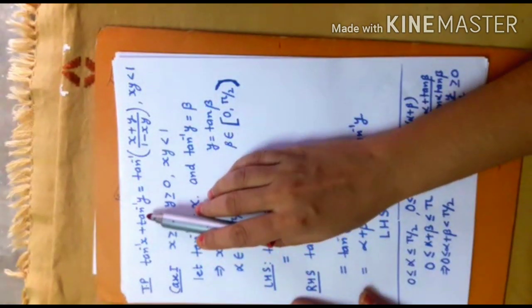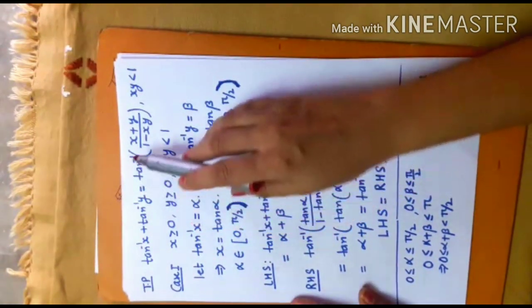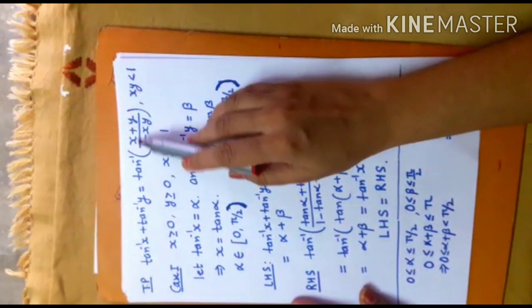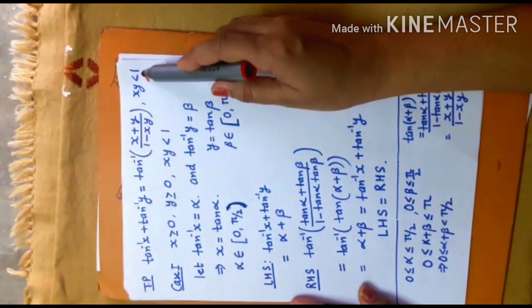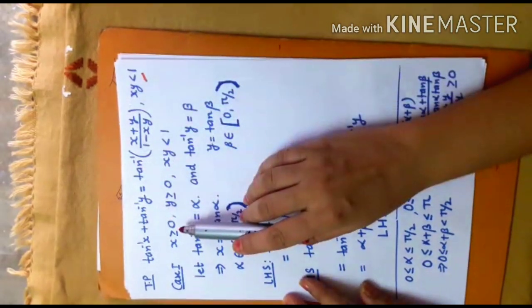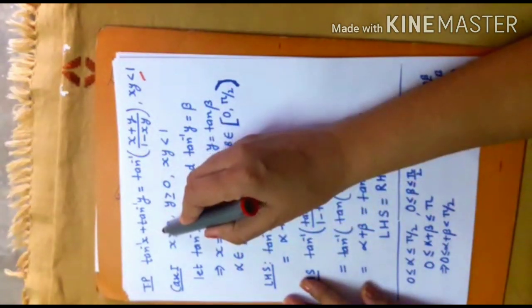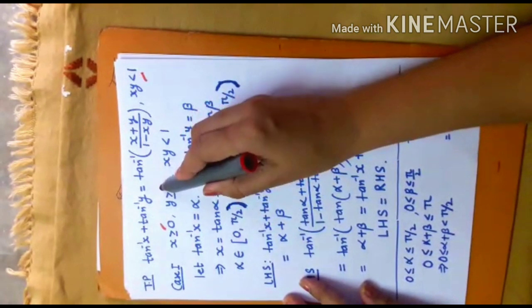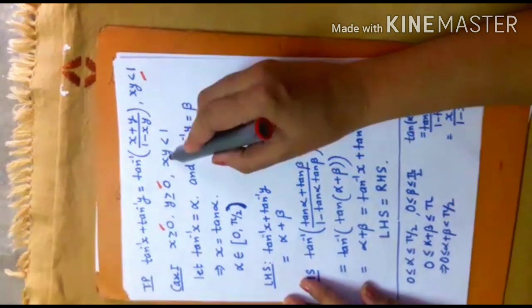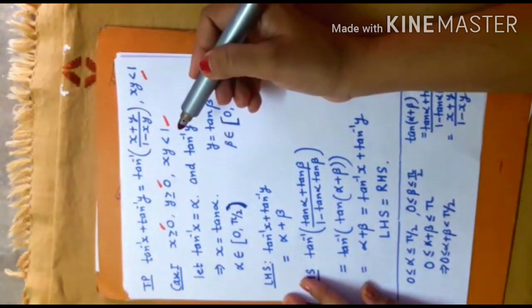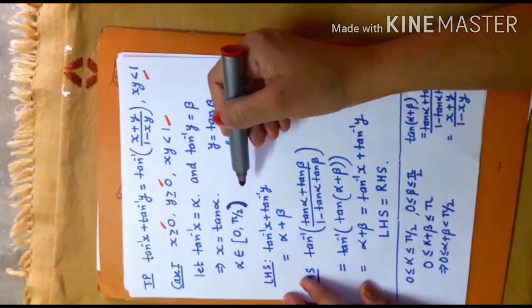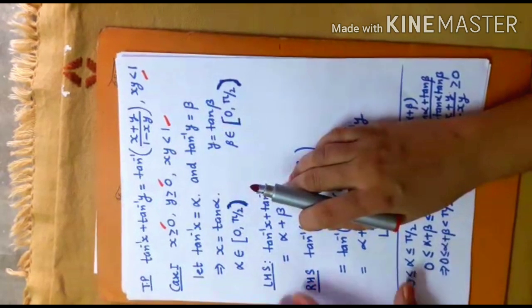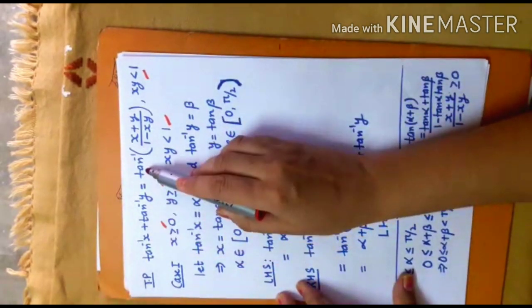tan inverse x plus tan inverse y equals tan inverse of (x plus y) over (1 minus xy) when xy is less than 1. I'll be proving this for when x is greater than or equal to 0, y is greater than or equal to 0 and xy is less than 1. Other cases can be handled similarly and you can try it yourself. So I need to show this.